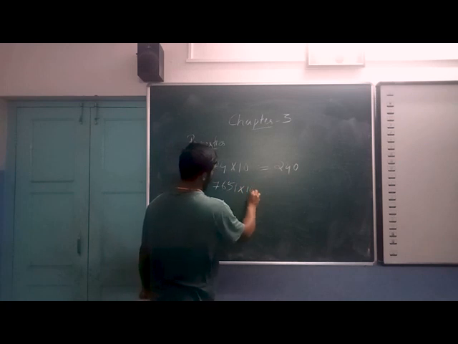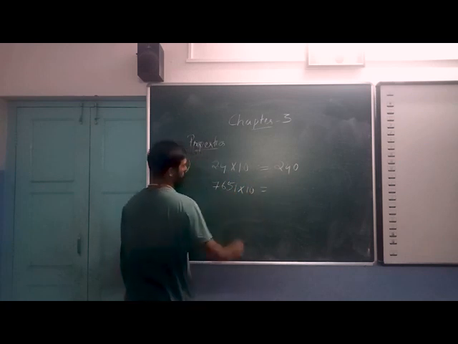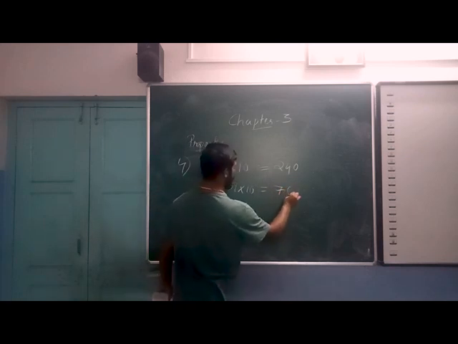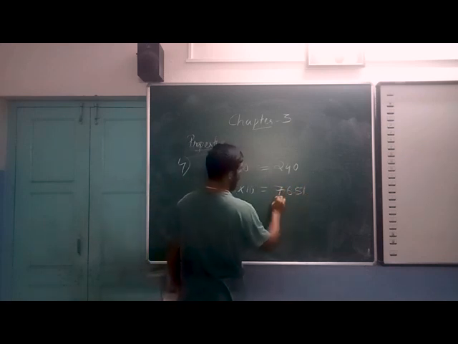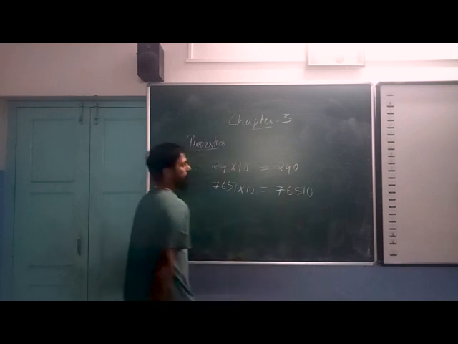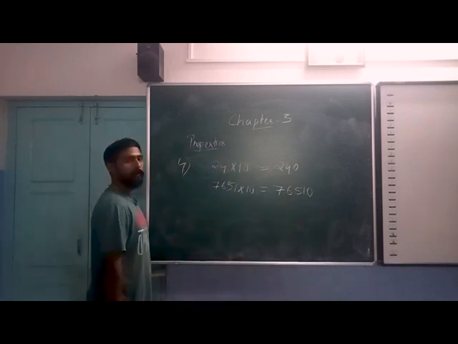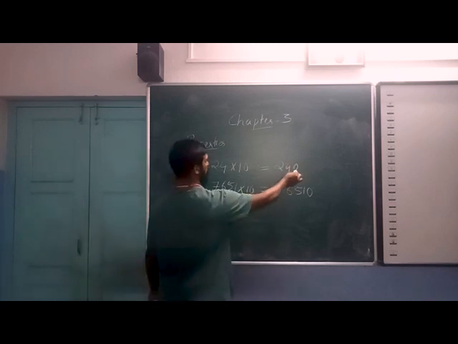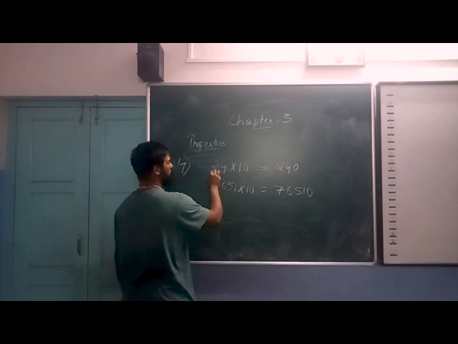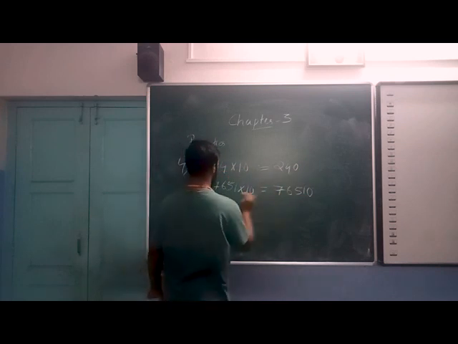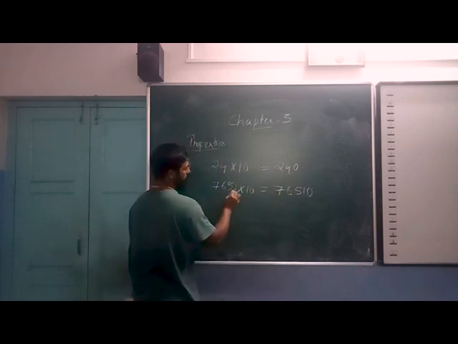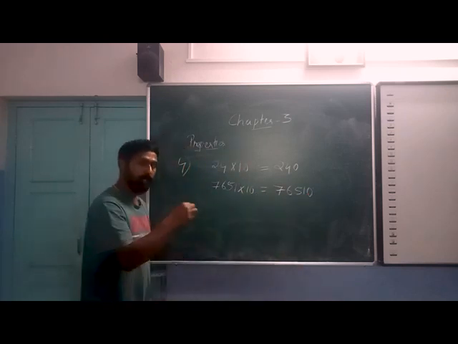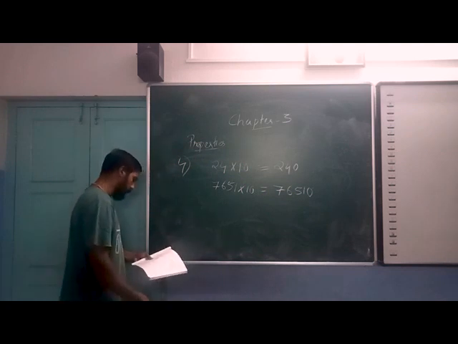Let's take any other number, 7651 into 10. So what will be the answer? Just put the number 0 at the end of this number. That is, 7651 becomes 76,510. There is a change in the value. Always remember, if you put the 0 here, this 24 becomes 240. This 7651 becomes 76,510. So there is a change in the place value, that you have to remember.